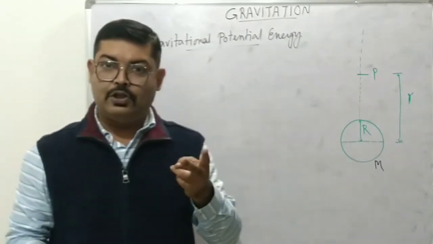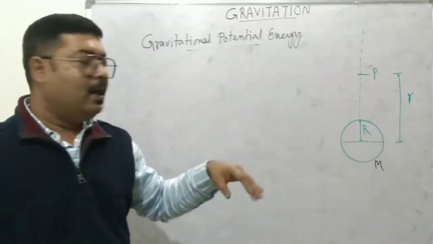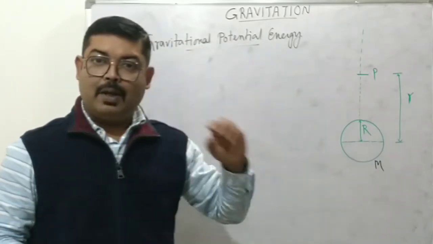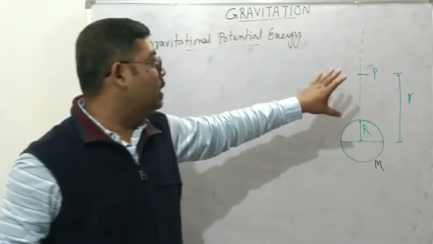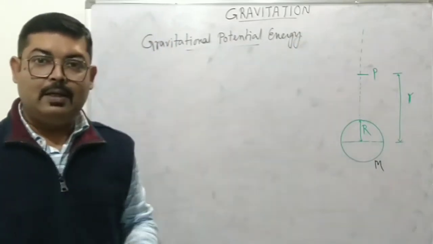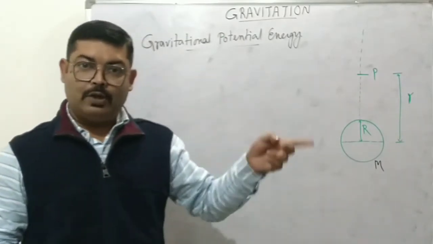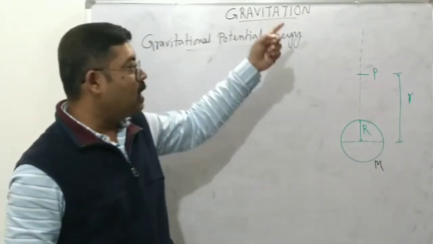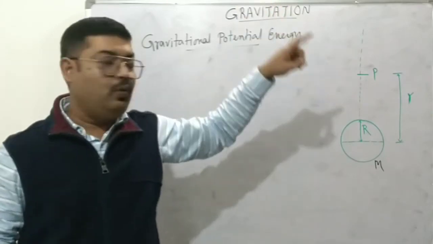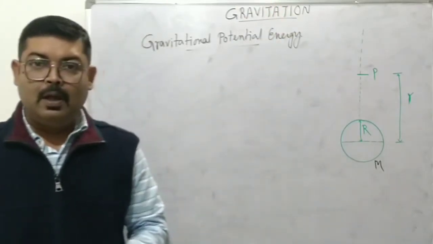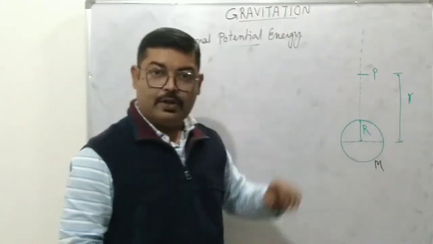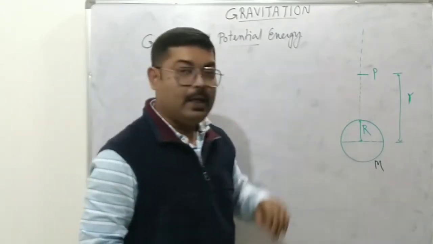So we have two definitions of the gravitational potential energy. One is the potential energy of an object by virtue of its position in the gravitational field. The other is the work done, because work done got converted to potential energy, so the work done in bringing it from infinity to that particular point in the field. Now we want to find the value of the gravitational potential energy at this particular point P.